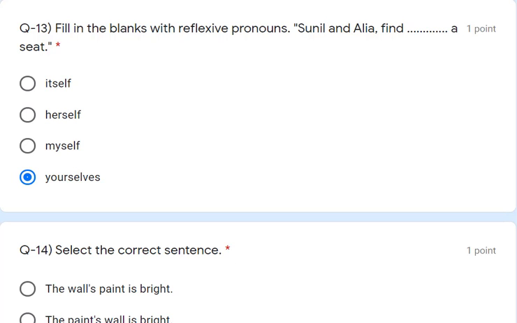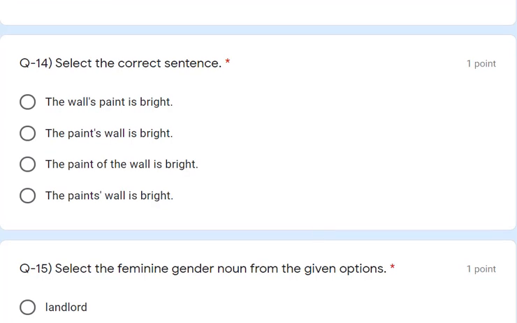Then we will see question number 14. Select the correct sentence. So here, sentences with possessive noun are given. Okay, so which one is correct? Walls paint in bright, the paint's wall is bright. So the correct answer is the paint of the wall is bright, because a non-living thing is there, we will use of the wall. So that is the right answer.